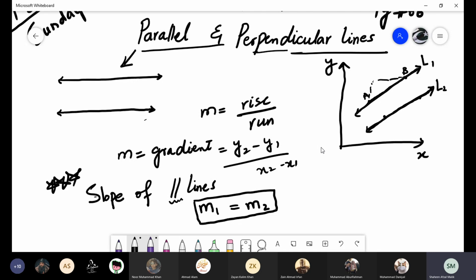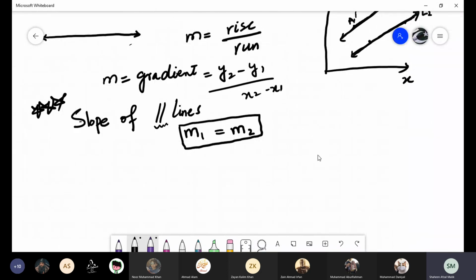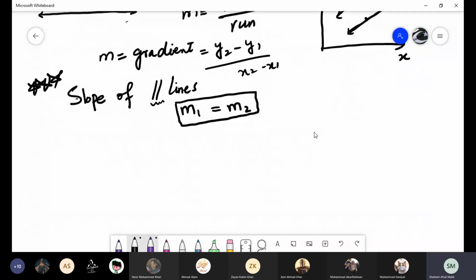Then after that, if we are talking about the perpendicular lines, perpendicular lines are the lines which are in the plus form, perpendicular to each other. They are making a 90-degree angle with each other.